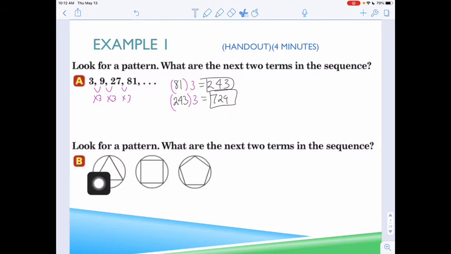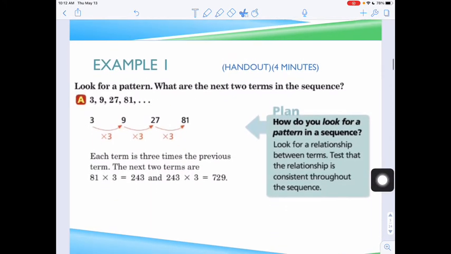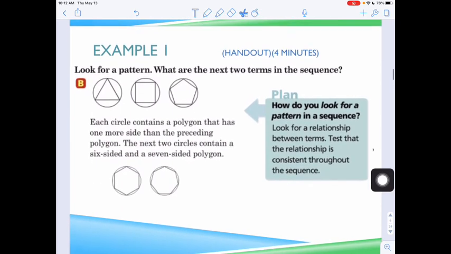We will do the same thing for part B. Part B has images. Our first image is a circle with a triangle inside, then we have a circle with a square inside, and then a circle with a pentagon inside. Notice that each circle contains a polygon that has one more side than the preceding polygon. So the next two circles contain 6-sided and 7-sided polygons. The work for this problem is written out on the next two slides.